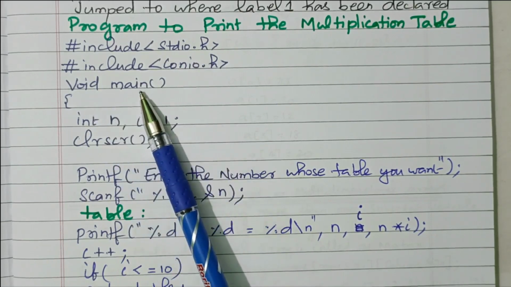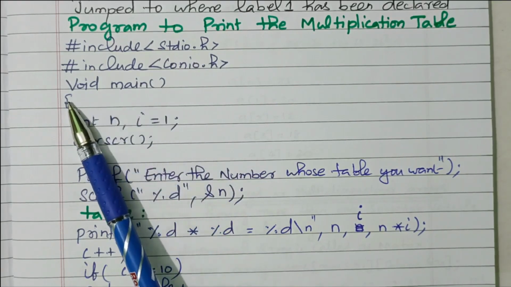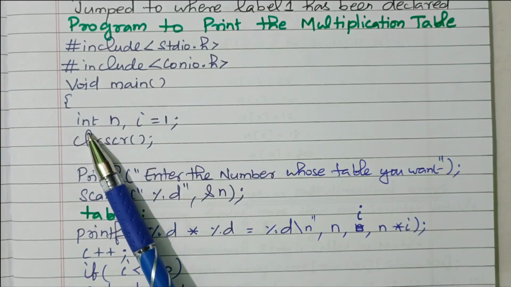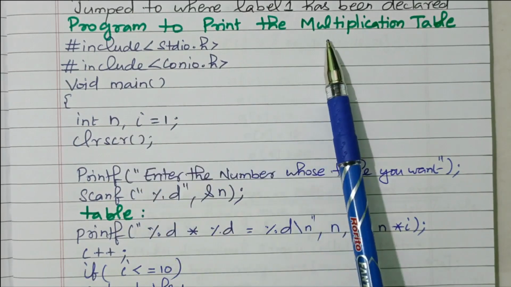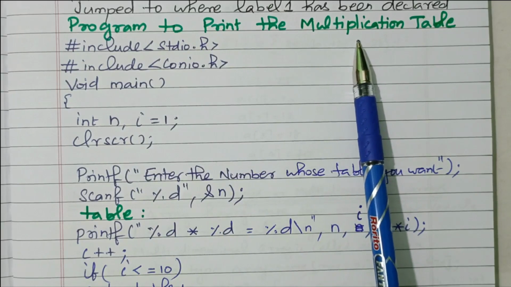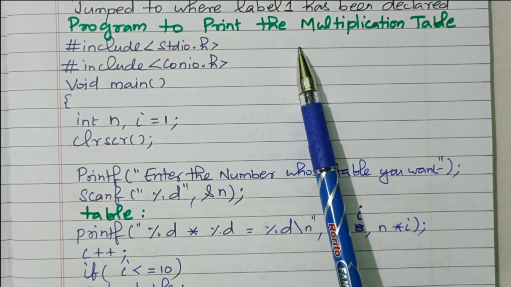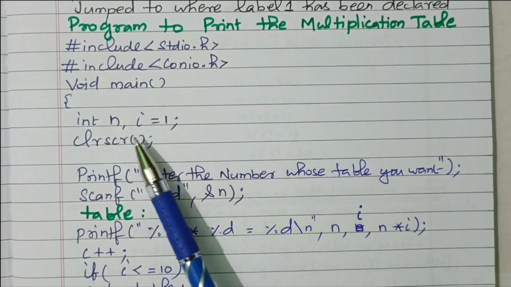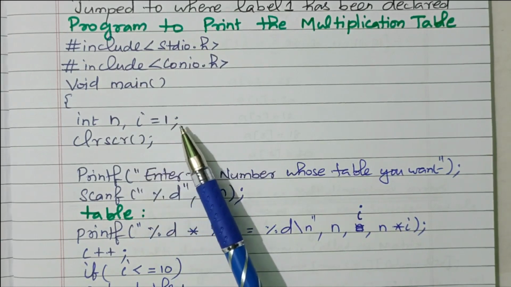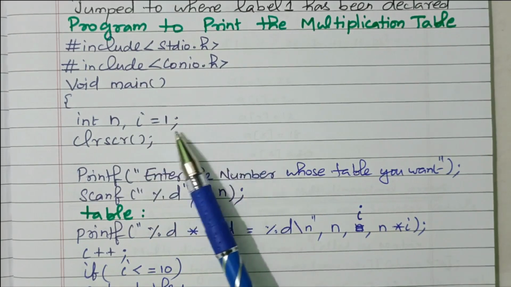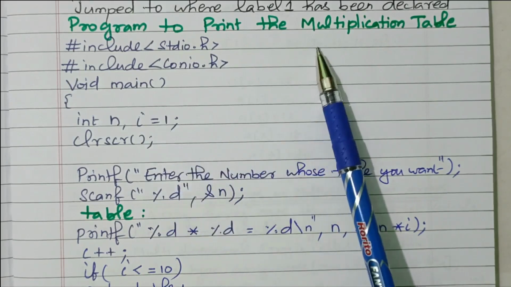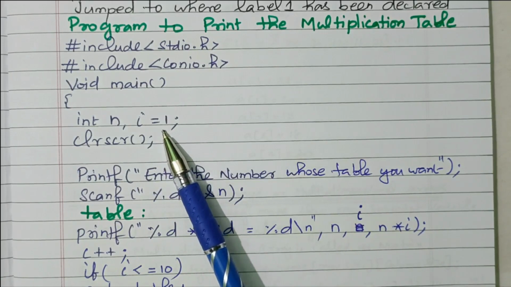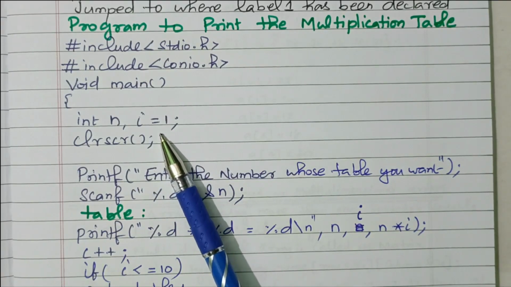Void main program is started. Then open the brace. Declare the variables. We need two variables. n is a number, for which number we need the multiplication table: multiplication table of 5 or 6 or 10, that is n. We need to generate the numbers 1 into 5, 2 into 5, 3 into 5. For that we have the variable i, that is initially 1. A multiplication table we cannot start with 0, so it starts with 1, 1 into 5 like that.